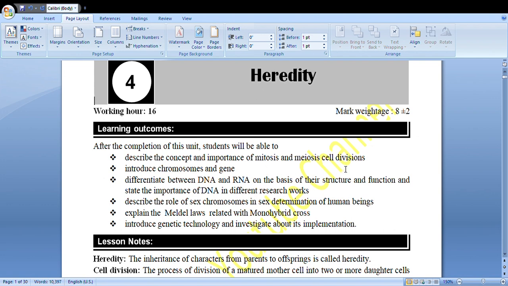mitosis and meiosis cell division, introduce chromosome and gene, differentiate between DNA and RNA on the basis of their structure and function, and state the importance of DNA in different research works. Describe the role of sex chromosome in sex determination of human beings. Explain Mendel's laws related to monohybrid cross. Introduce genetic technology and investigate about its implementation.